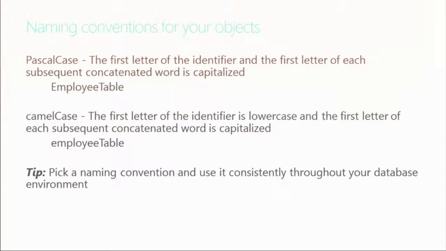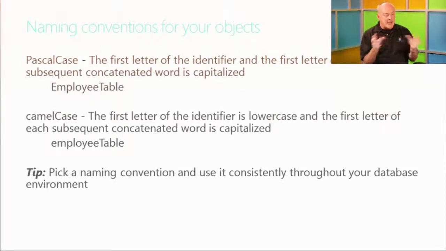Now, one of the things that we often do as we create objects is we have to have a naming convention. A couple of the common ones are listed here. Pascal case is where we capitalize the first letter of the identifier and the first letter of every subsequent concatenated word. So, for instance, you see EmployeeTable. The E in Employee and the T in Table are capitalized. Personally, this is my preference, and I use Pascal case, and you're going to see with the scripts and some of the content that I'm going to be showing you in this module and the next module, I'm totally about Pascal case.